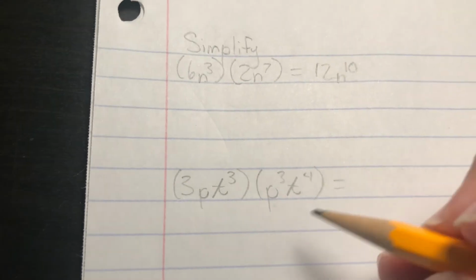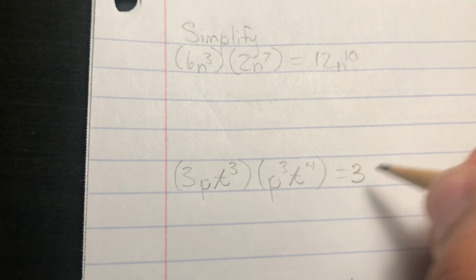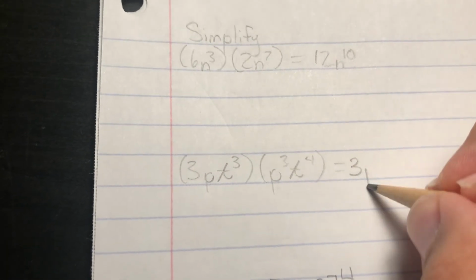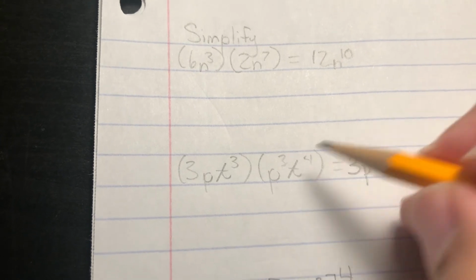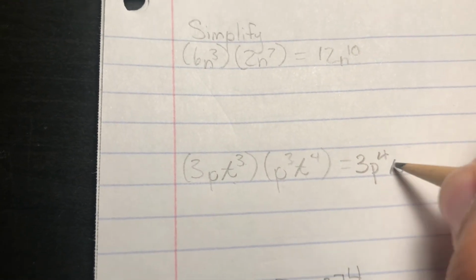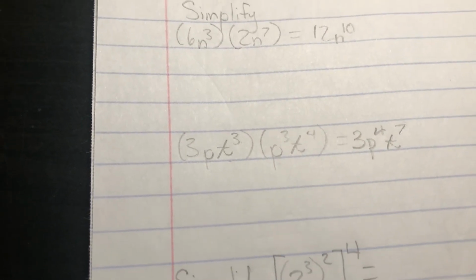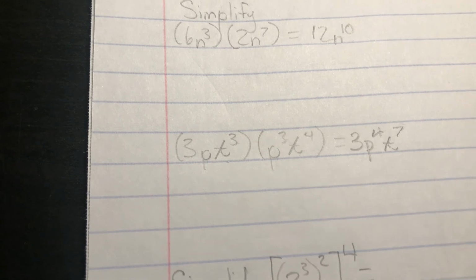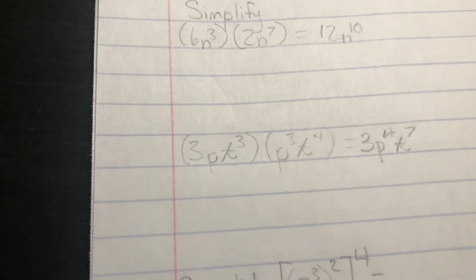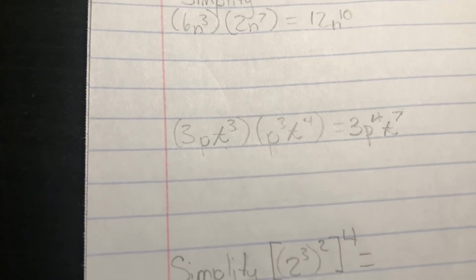Same rule here. So 3 times 1, that's going to produce a 3. Then you do the p's. P times p to the third, that's going to leave me with p to the fourth. And t to the third times t to the fourth is going to become t to the seventh. So when variables are multiplying with exponents, the exponents simply just add, okay? So if they have the same base and they multiply, the exponents just add.